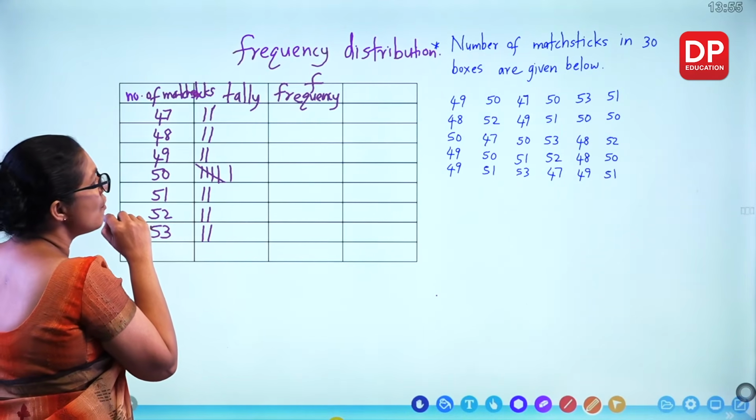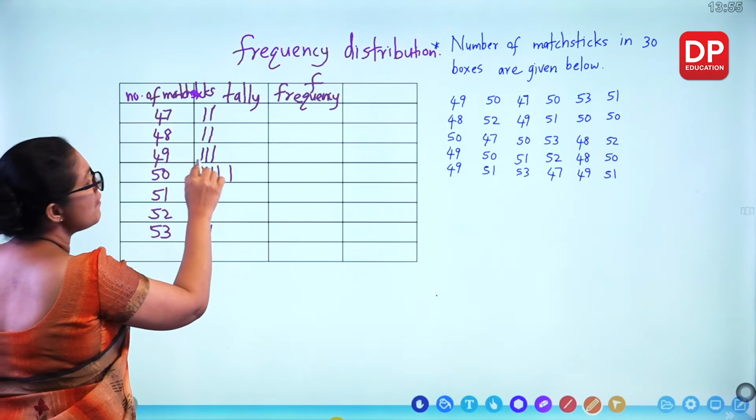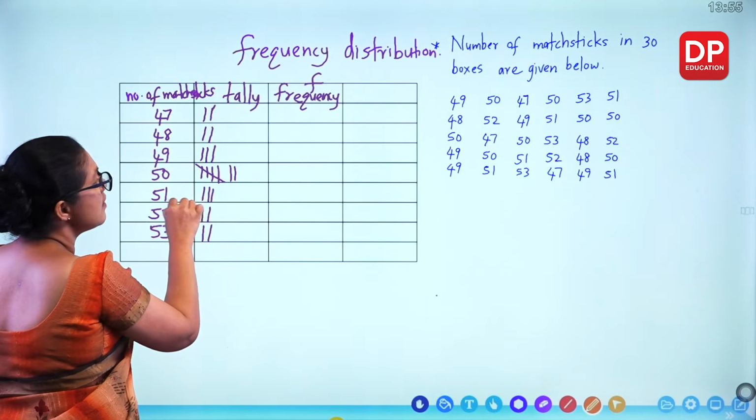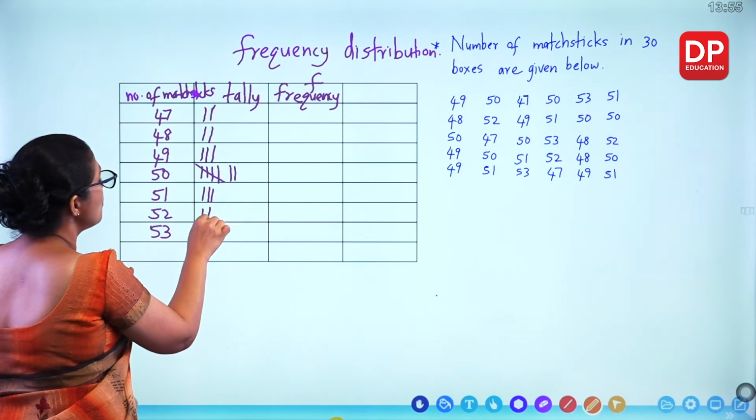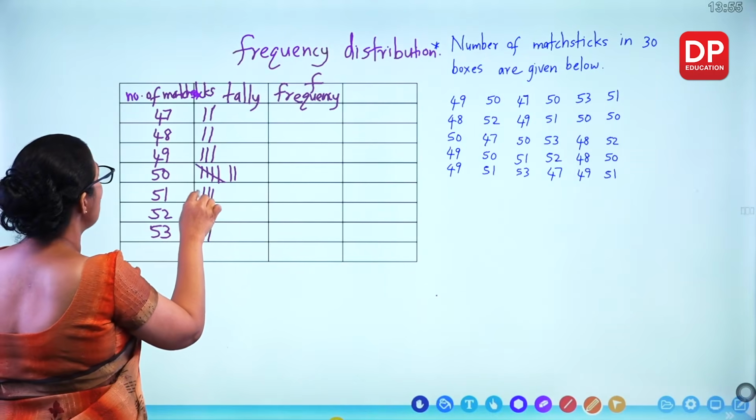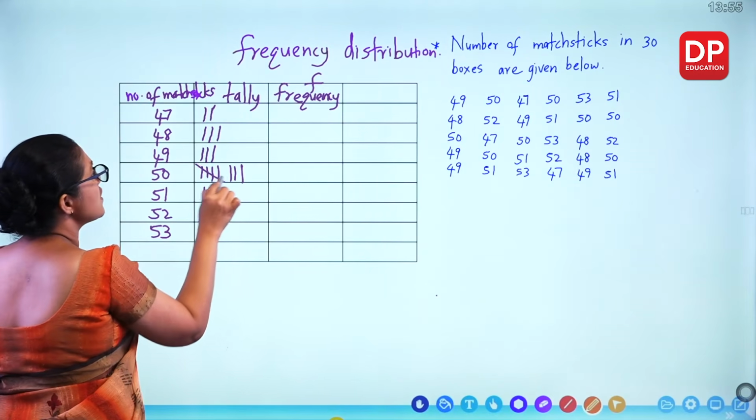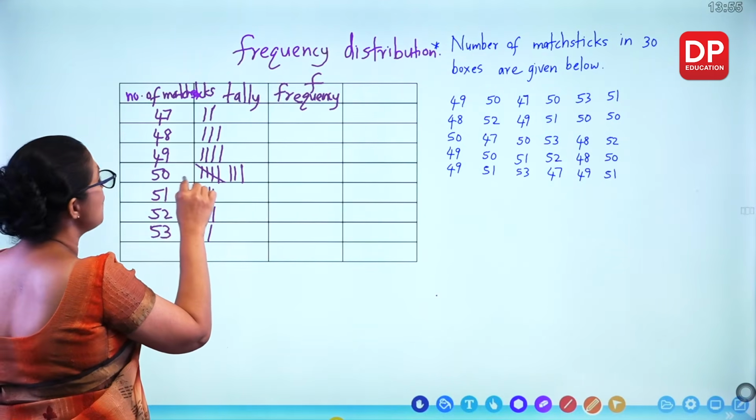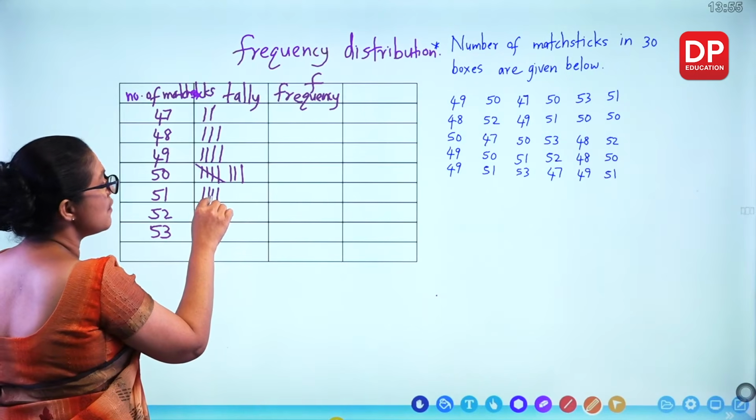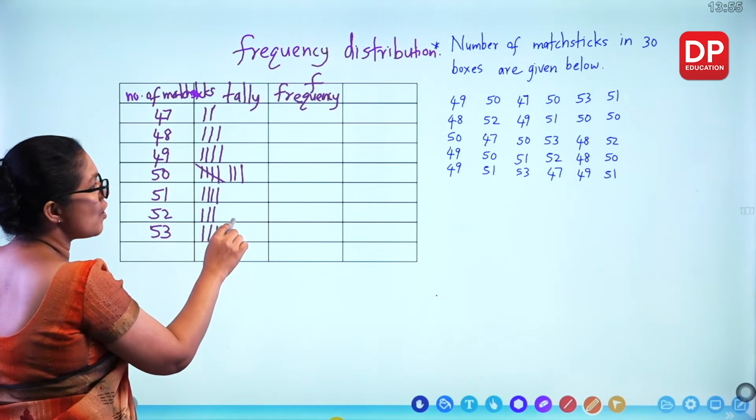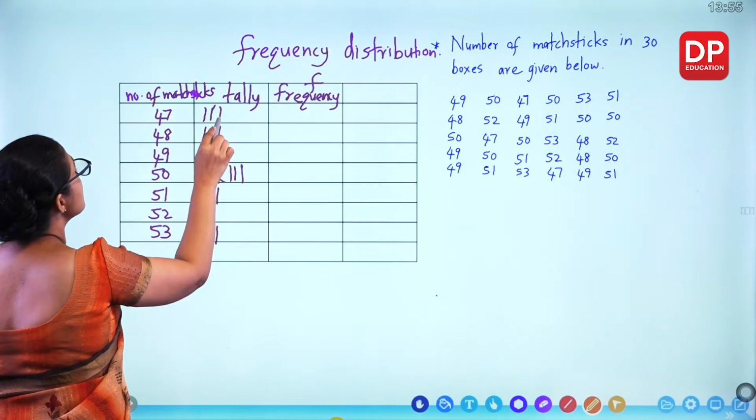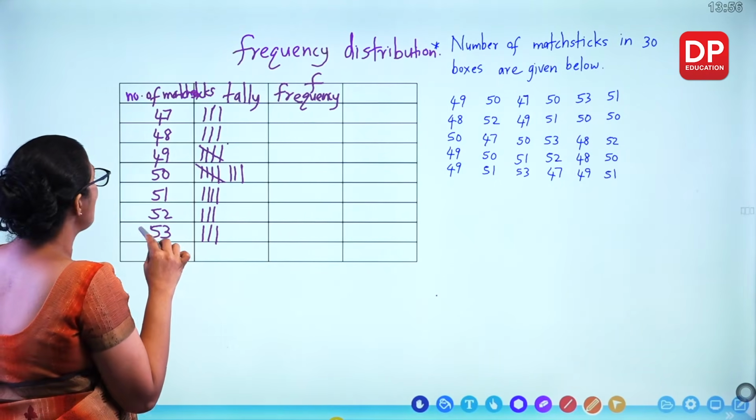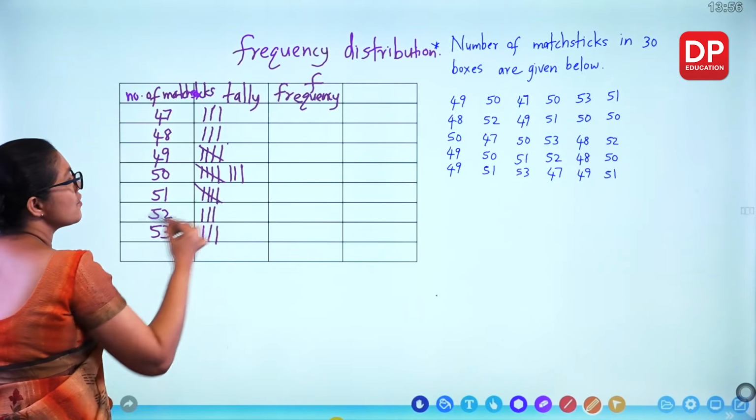Fourth row: 49, 50, 51, 52, 48, 50, 48, 50. And the last row: 49, 51, 53, 47, 49. 47, 49 again, you can cross it out, and 51. And 51 also you can cross it out.